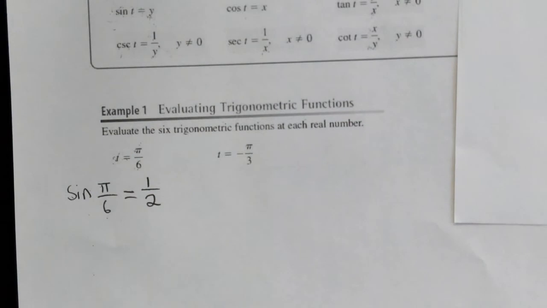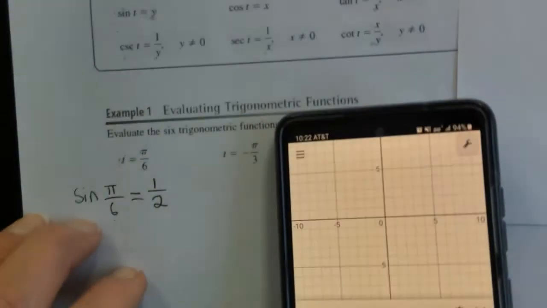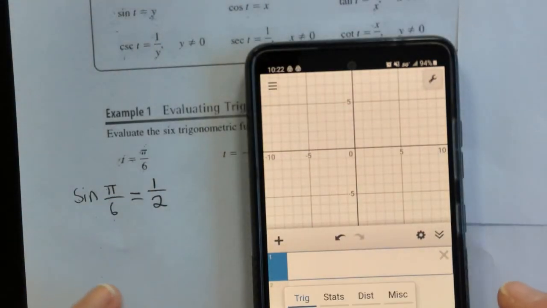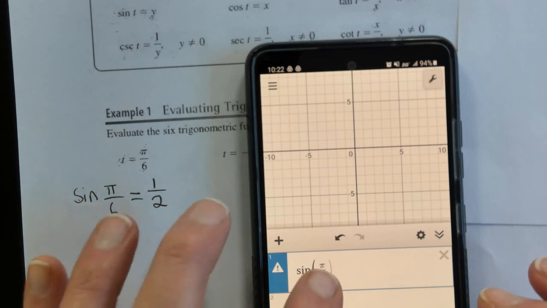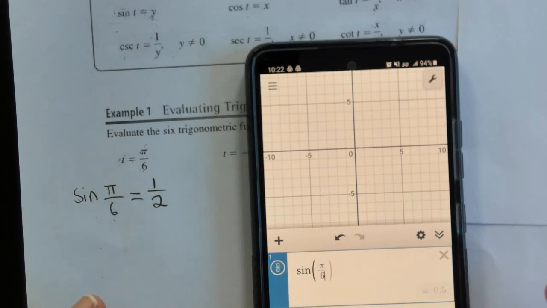Now, if you don't believe me, we can double check it on the calculator. Let's pull up Desmos. Let's go to sine of pi over 6. Remember, it's defaulted to radians, so we're in good shape.